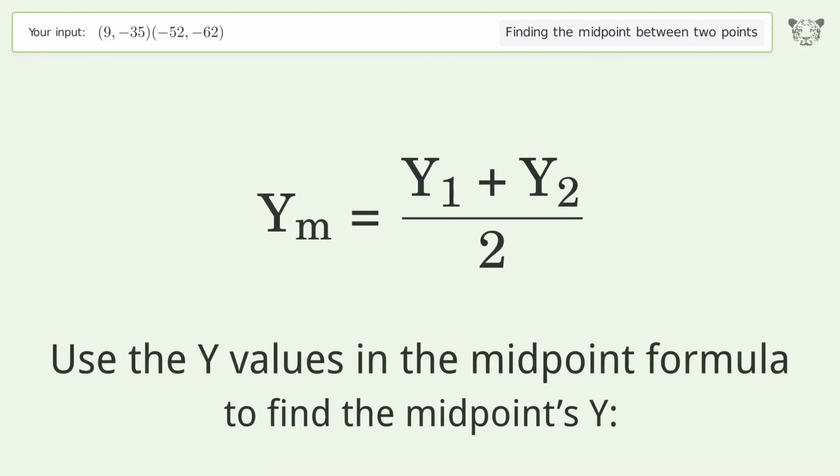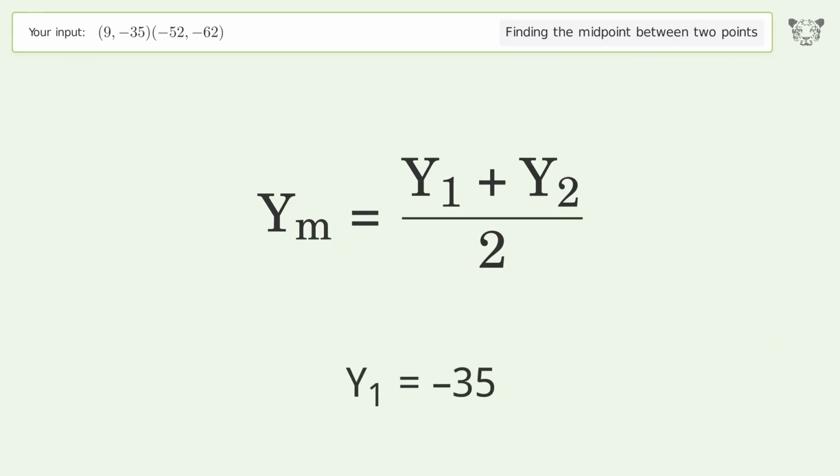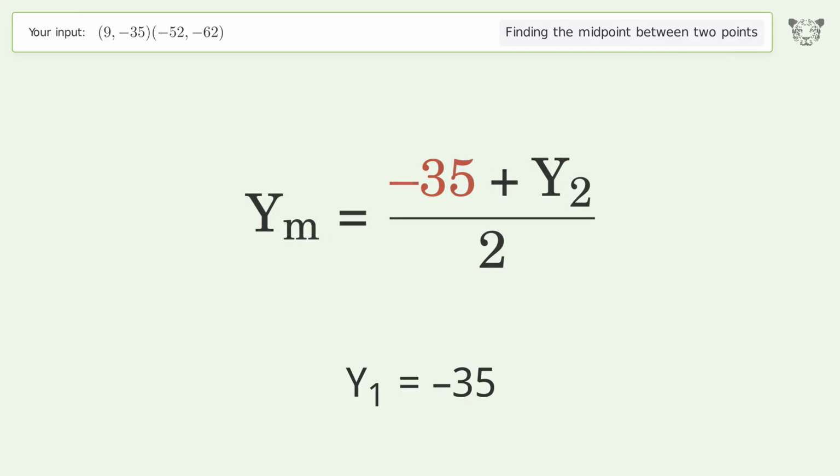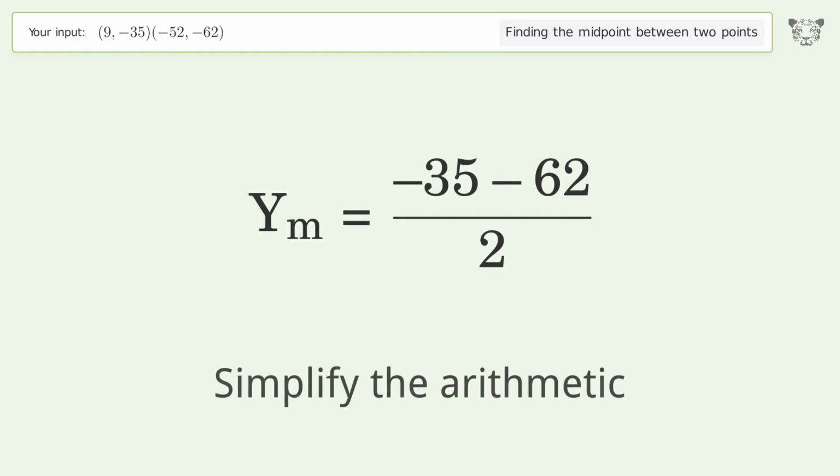Use the y values in the midpoint formula to find the midpoint's y. y1 equals negative 35. y2 equals negative 62. Simplify the arithmetic.